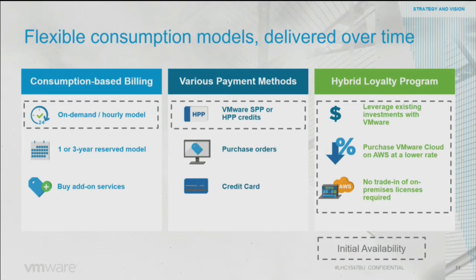And we want to make sure that customers can take advantage of their existing investment in VMware on premises. So we offer this hybrid loyalty program that basically takes customers' licenses from on-premises and provides discounts when purchasing this service. Now, customers don't have to apply for this. We do this automatically in our back office. It scans customers' licenses and provides that discount automatically.